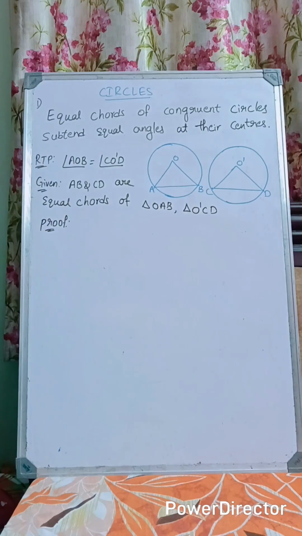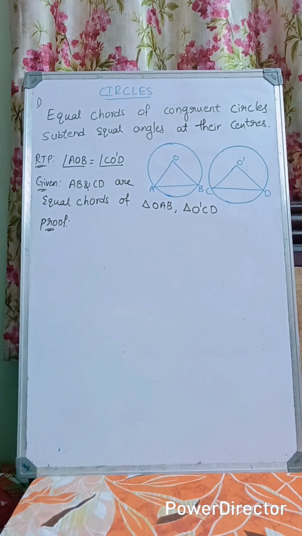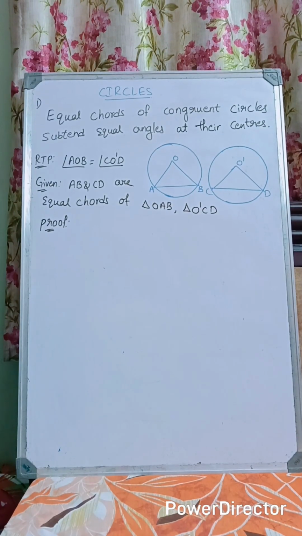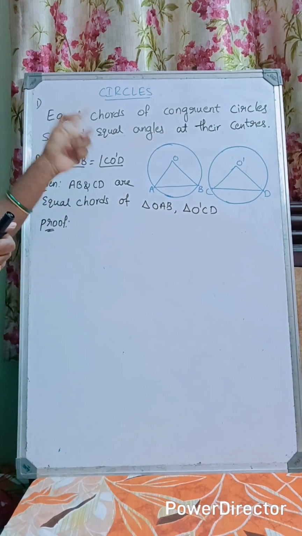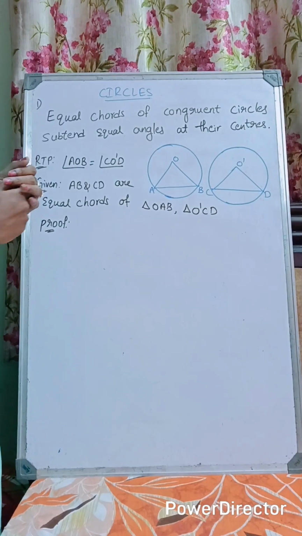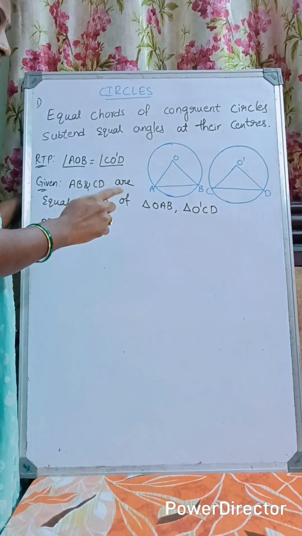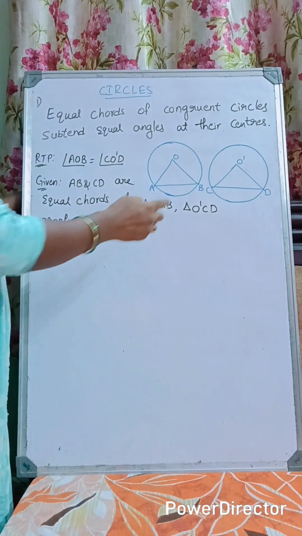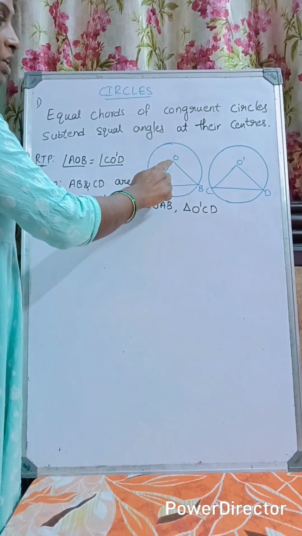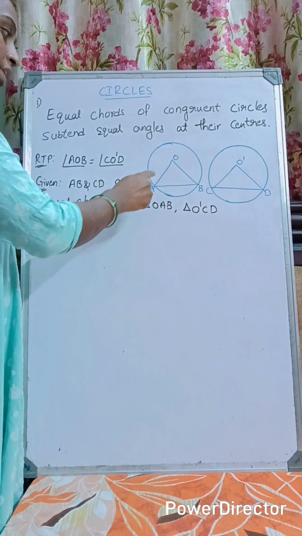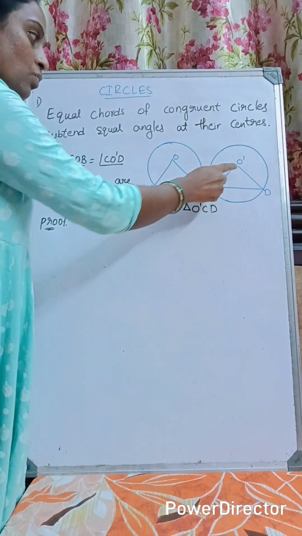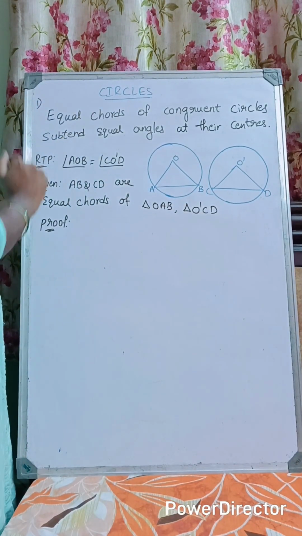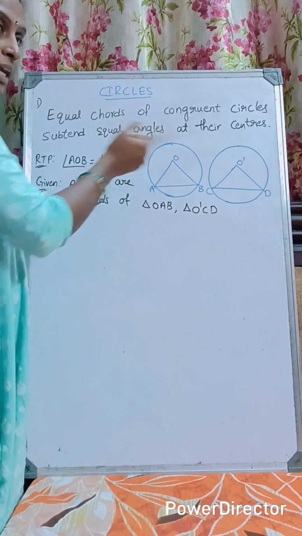So let's see the important question here in the circle. Equal chords of congruent circles subtend equal angles at their centers. So equal chords of 2 congruent circles. What do 2 congruent circles mean? They have the same radii. Now I am considering 2 circles with the same radii. That means OA and OB lengths are equal, as well as O dash C and O dash D radii will be equal. Equal chords of congruent circles subtend equal angles at the center.